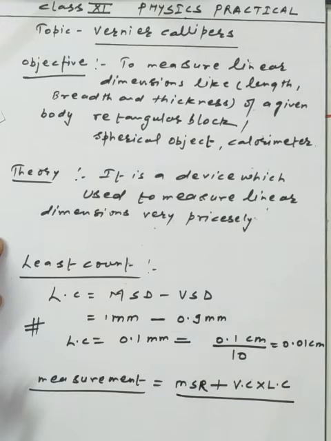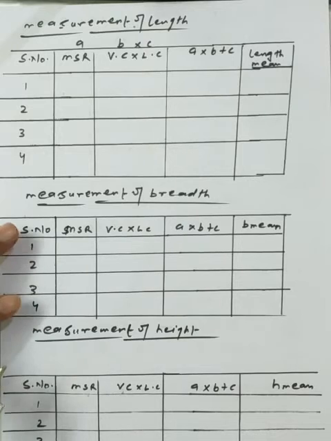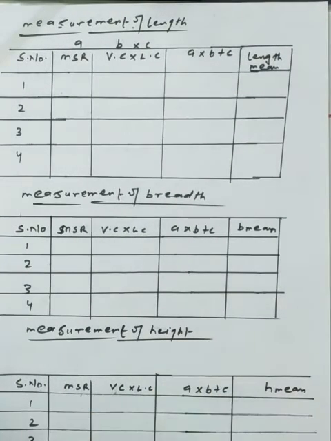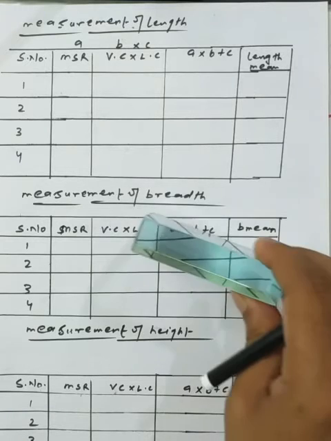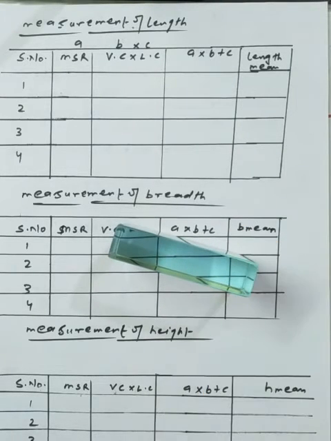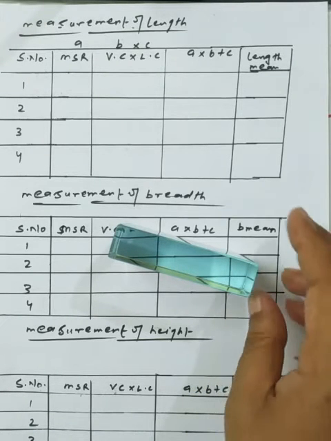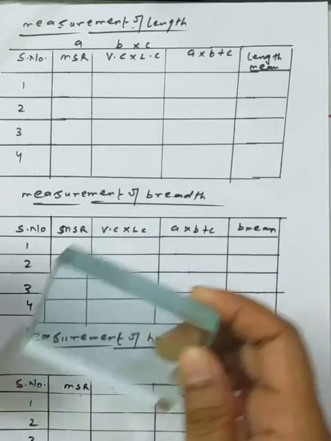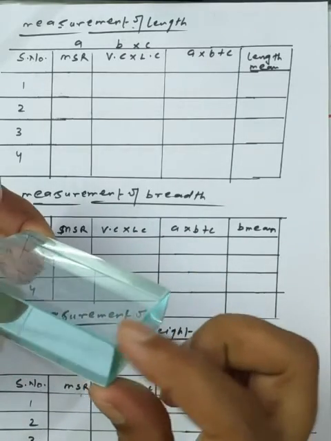Now I'll show you how we can make the measurement, and for this I have pasted some tables. Now dear students, I have taken one object in front of you, a glass slab, and the task is to measure the dimensions of this glass slab, its length and breadth, and the possible height we have.